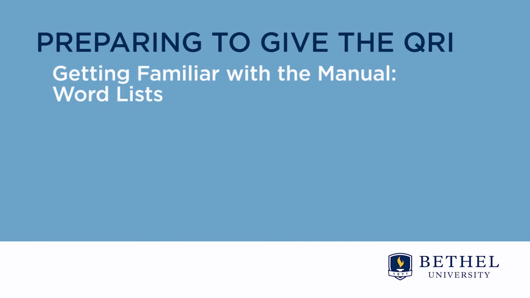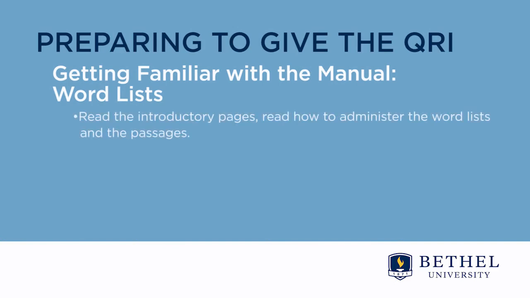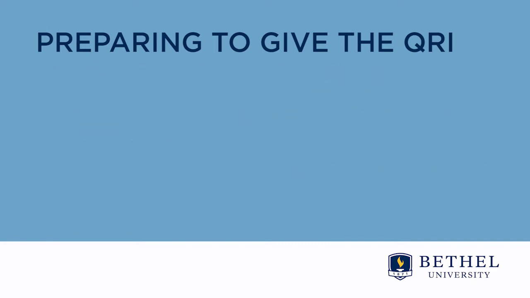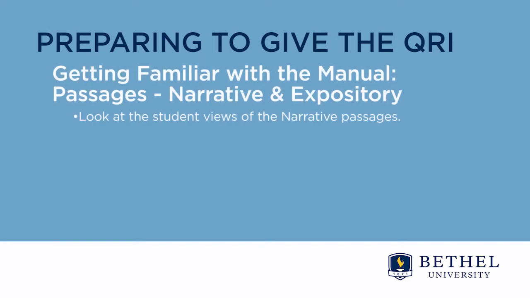You are encouraged to spend time getting familiar with the QRI manual before administering the QRI. Read the introductory pages, read how to administer the word lists and the passages. Look at the word lists and observe how the words get progressively more complex. Look at the narrative passages. Observe how they move from short, single sentences on a page with a picture that matches the text to stories with multiple paragraphs with no pictures.